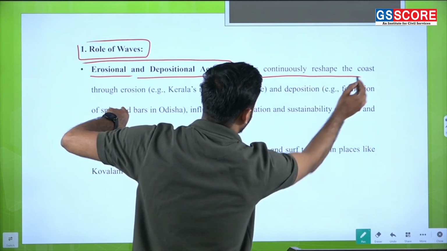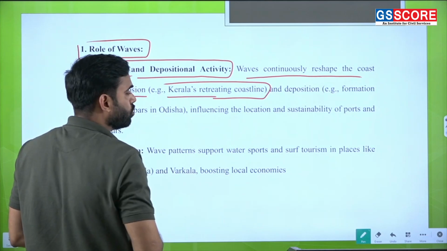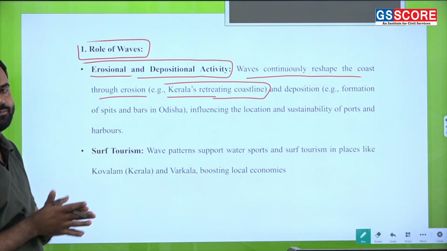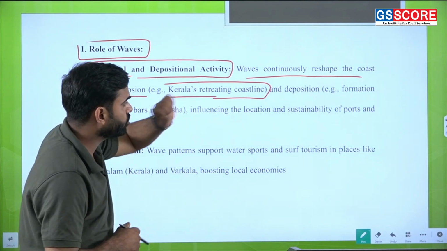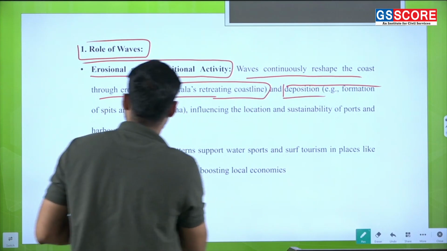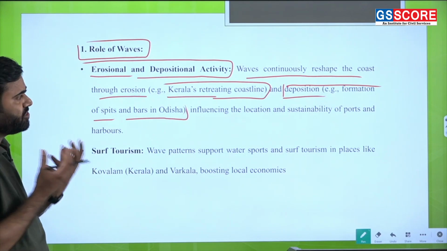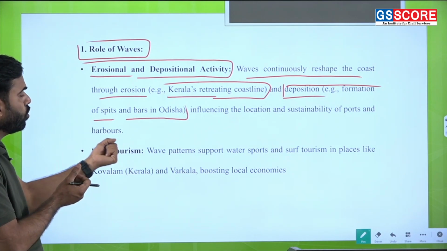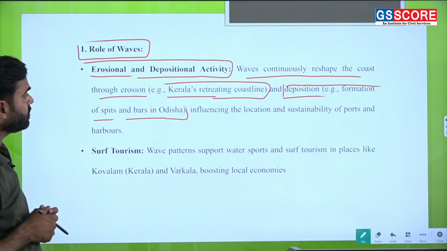Waves continuously reshape the coast through erosion, that is Kerala's retreating coastline. The coastline of Kerala is decreasing, and I mentioned this important line, retreating coastline. Another important example I mentioned, deposition, formation of spits and bars in Odisha. I can also mention spit, bar, beach, tombolo. These all are examples of depositional features in oceanography.